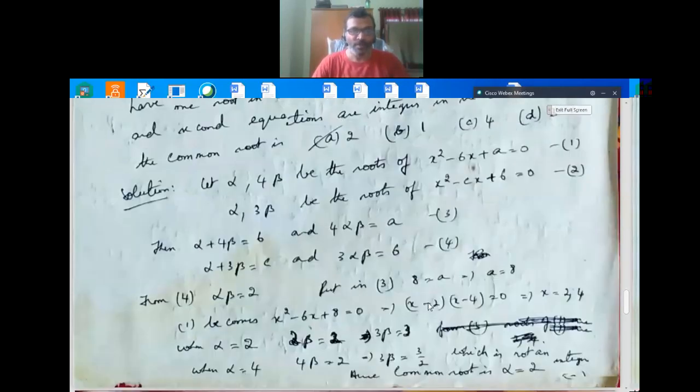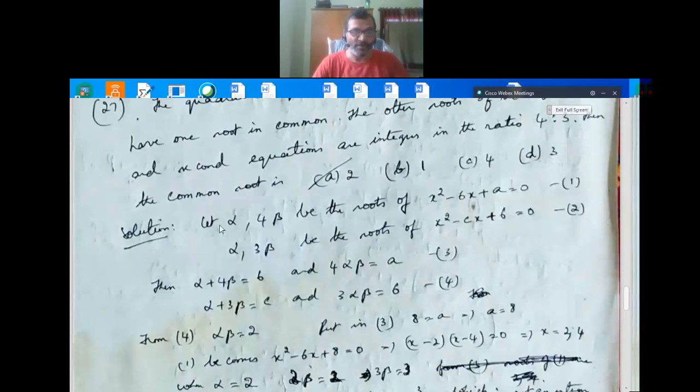Okay. So the common root I take as alpha. Then the other roots are in the ratio 4:3, so I take 4 beta and 3 beta. Let alpha, 4 beta be the roots of x squared minus 6x plus a equals 0, and alpha, 3 beta be the roots of x squared minus cx plus 6 equals 0. Why did I take it like this? One root is common as given in the question, alpha, alpha. The other root is in the ratio 4:3, so if this is 4 beta, this should be 3 beta.